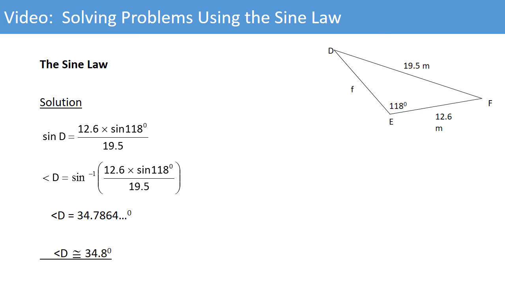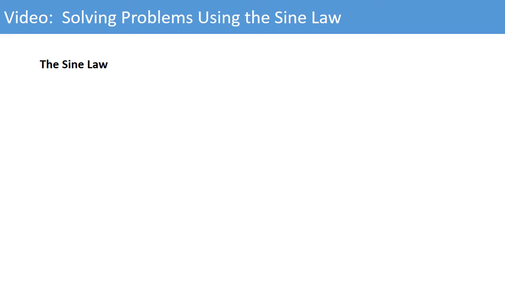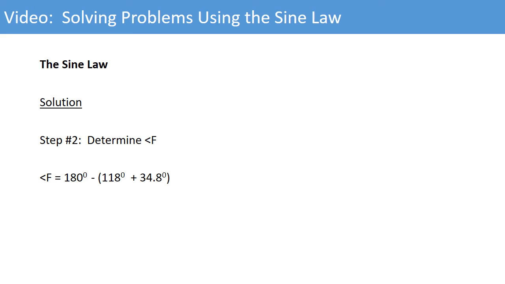Now, we are ready for step 2. In step 2, we're going to determine angle F. Keep in mind the angles in a triangle add up to 180 degrees. So we would know that angle F is 180 degrees minus the sum of the other two angles, 118 degrees plus 34.8 degrees. This will give us a measure of 27.2 degrees.